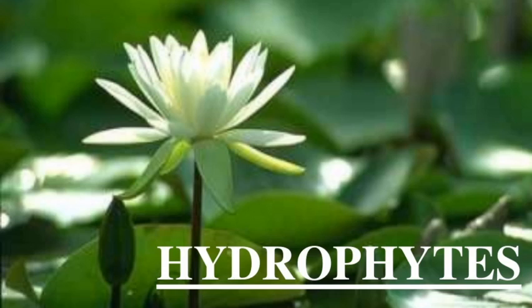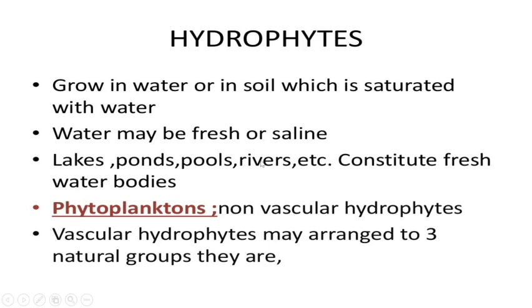Today we are going to learn what are the morphological and anatomical adaptations which are found in hydrophytes. I told you that hydros means water and phyton means the plants. The plants which grow in abundance of water are called hydrophytes. They are commonly called aquatic plants. Now let us see what the features are. Hydrophytes grow in water or in soil which is saturated with water. Water may be fresh or saline. Lakes, ponds, pools, rivers, etc. constitute freshwater bodies.